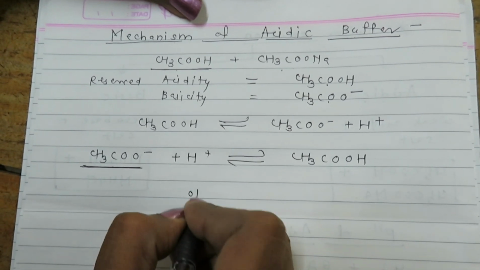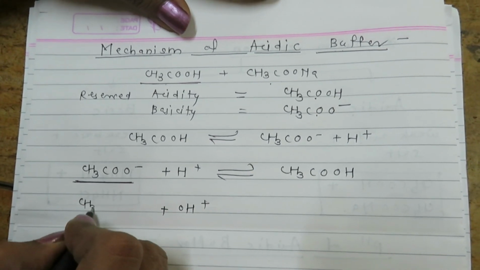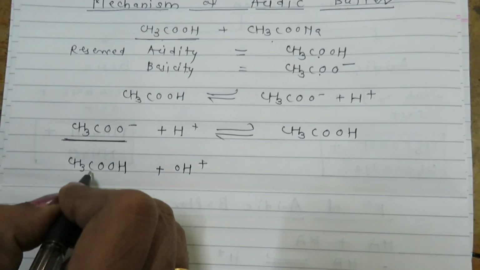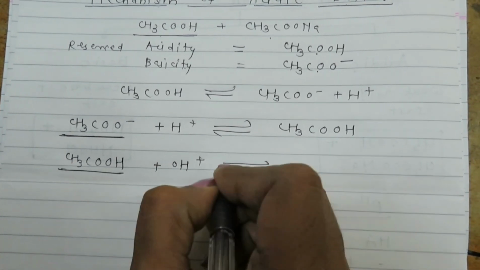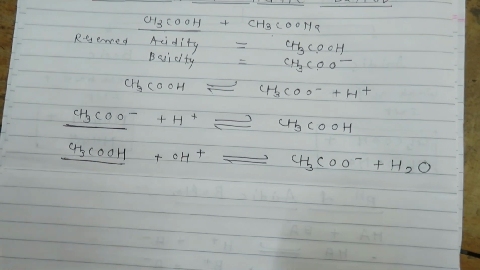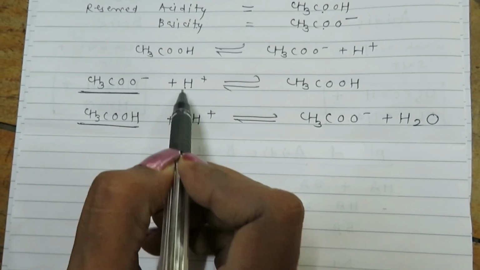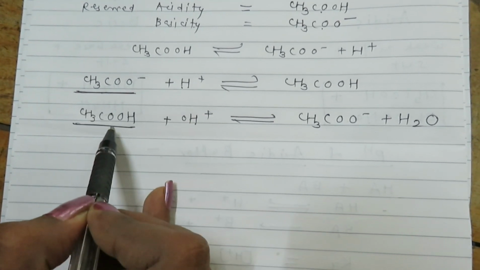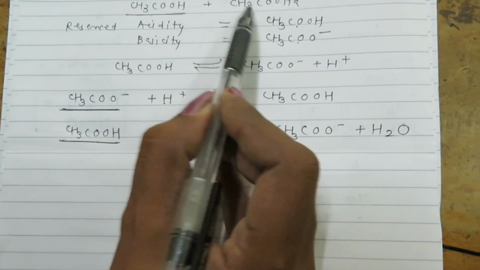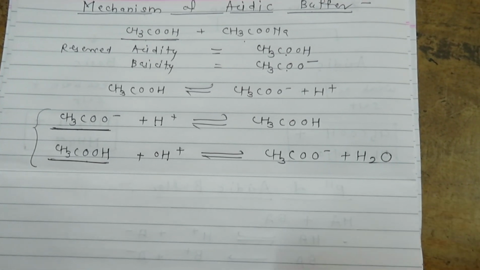Now if you add base, then reserved acidity is CH3COOH. So whenever excess base is added, it is neutralized by reserved acidity and it gives CH3COO minus and a water molecule is formed. So in this way, added acid or added base both are neutralized by reserved basicity and reserved acidity, and therefore there is no drastic change in the pH values of such kind of buffer. This is called mechanism of acidic buffer or buffer action.